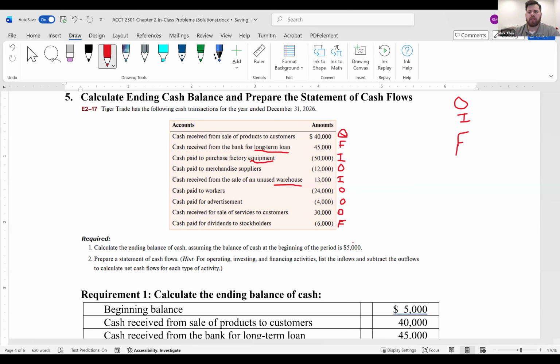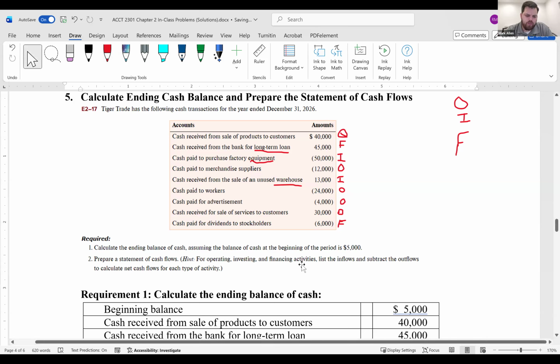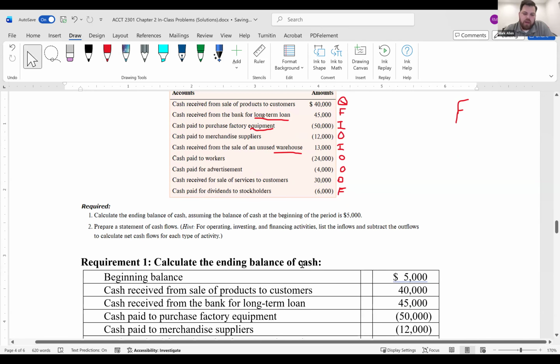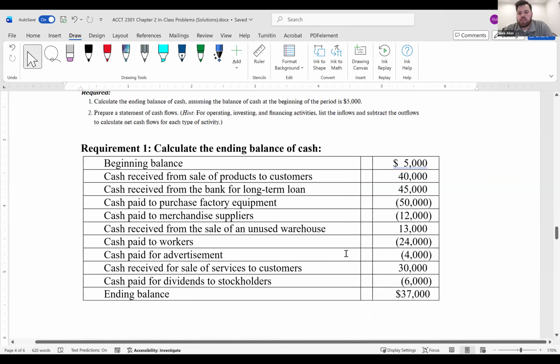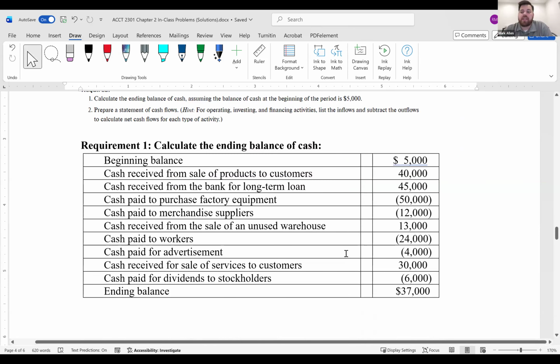But for our first problem, I think it's helpful to give you one where everything has a nice clean home. All right, here we go. Starting off then, first calculate the ending balance of cash, assuming the beginning cash balance was $5,000. So this is very easy, very tedious though.